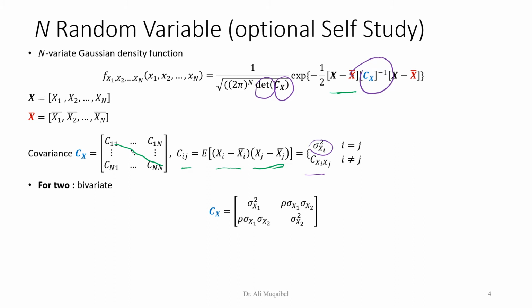And the covariance matrix will be given by the following. Remember, the diagonal are the variances. And the off diagonal will be the same 2 elements. They are C12, the covariance between 1 and 2, and then C21. These are equivalent to each other.